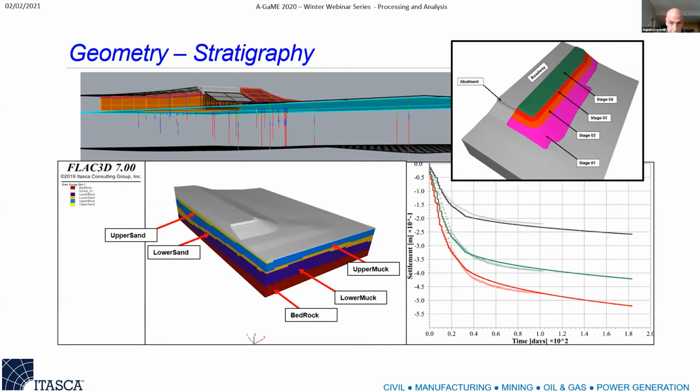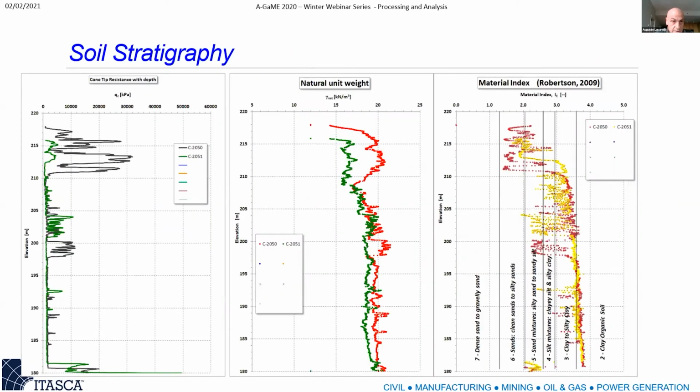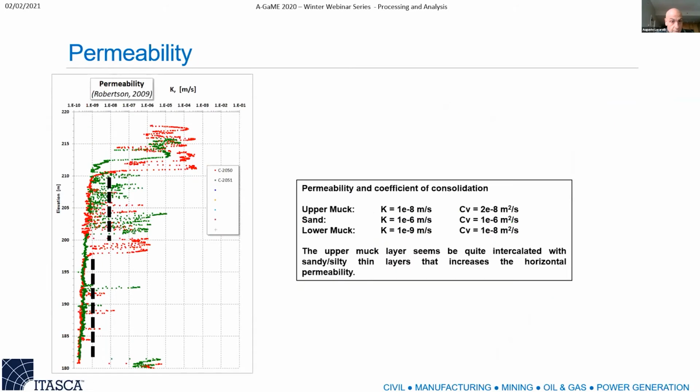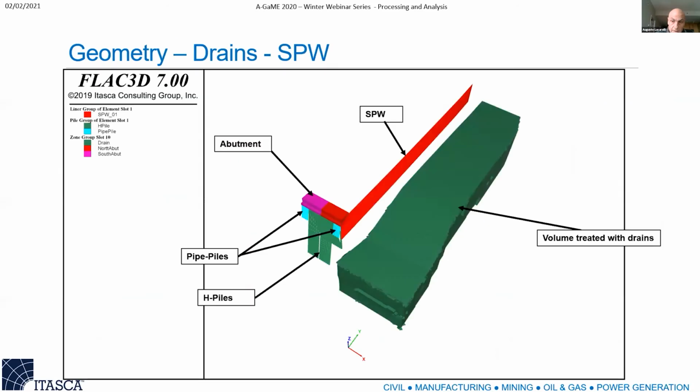I didn't play too much to try to calibrate or overfit anything. So this is with the CPT profile, recognition of the soil, and then plugging in especially the shear wave velocity to get the model stiffness, the overconsolidation ratio for the stress history, and the permeability for the time scale effect. The volume treated with wick drains was evaluated as an equivalent continuum permeability. The wick drain evaluation was done on a separate, smaller model, and then an equivalent permeability was brought into the larger 3D model.